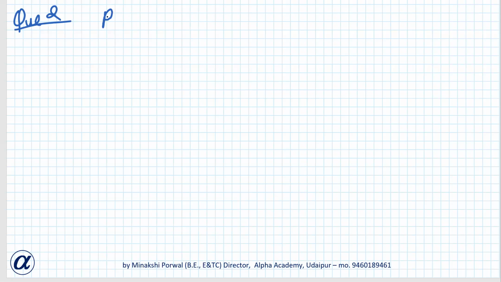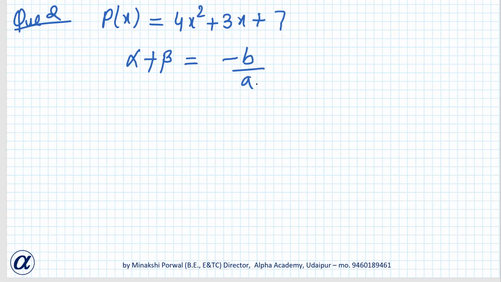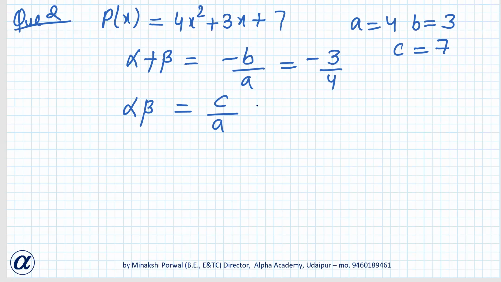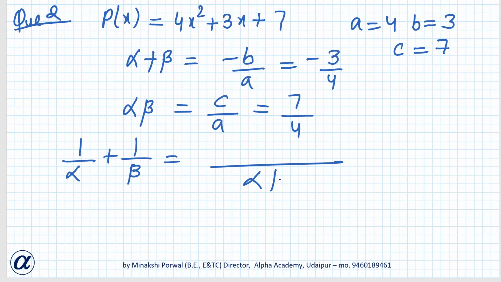Question 2, polynomial is px equals to 4x square plus 3x plus 7. Okay. Alpha plus beta is minus b by a, a is 4, b is 3 and c is 7. Minus of 3 by 4. Alpha into beta is c by a, c is 7 and a is 4. We have to find 1 by alpha plus 1 by beta. So LCM is alpha beta. This is equal to beta plus alpha. Beta plus alpha is minus 3 by 4 and alpha beta is 7 by 4.